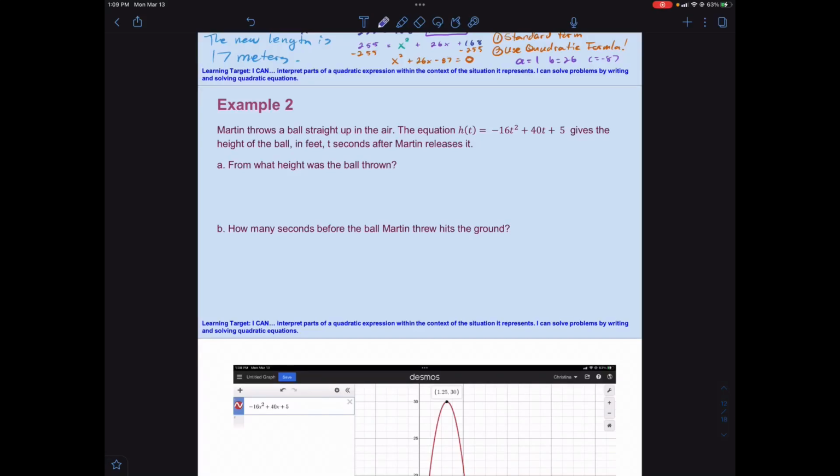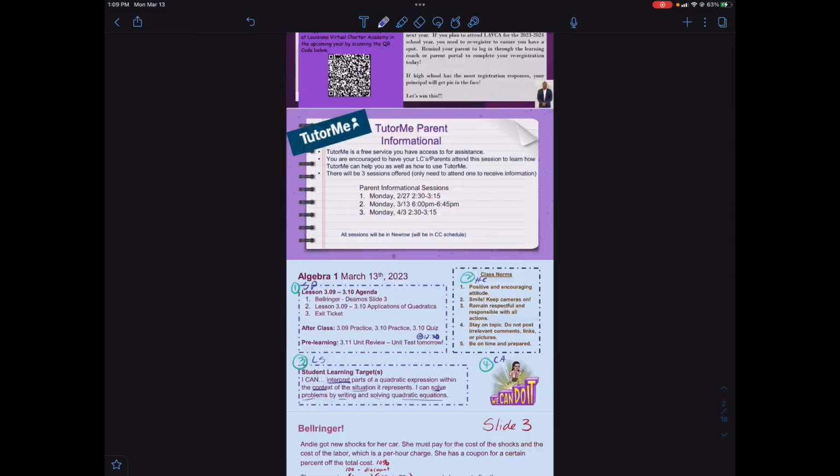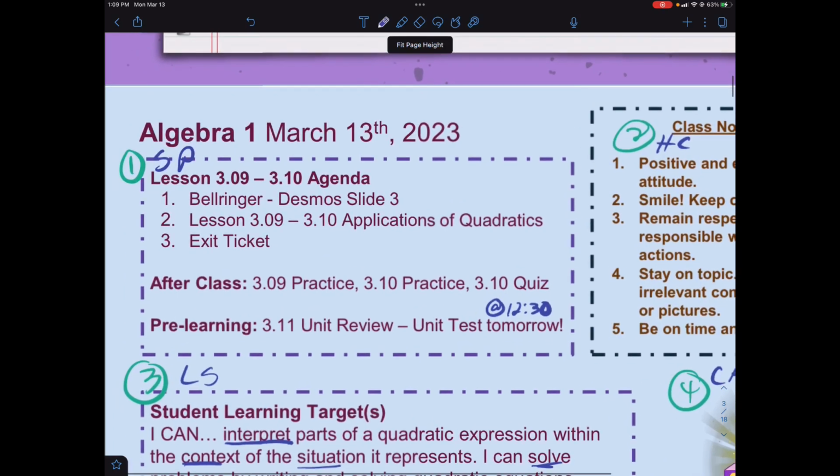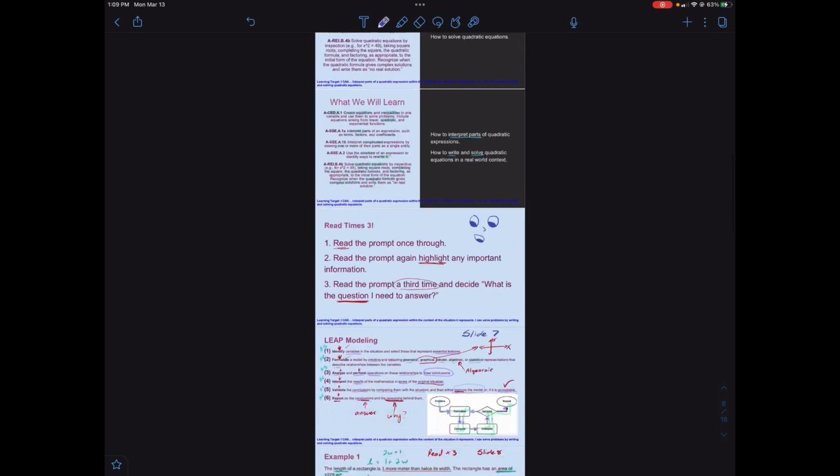Hello. So this is from the lesson today, which was on applications of quadratics, just in general applications.